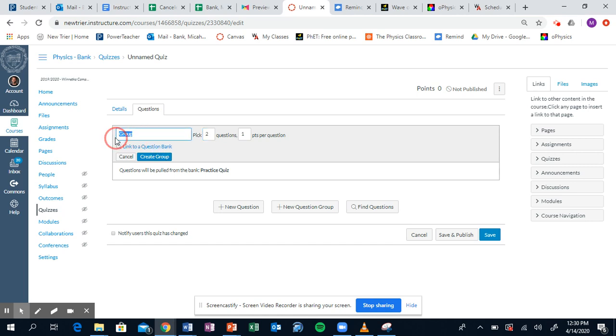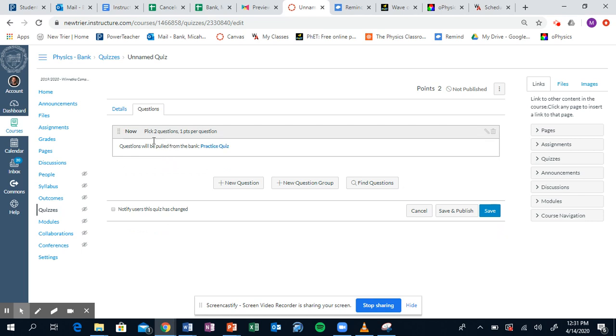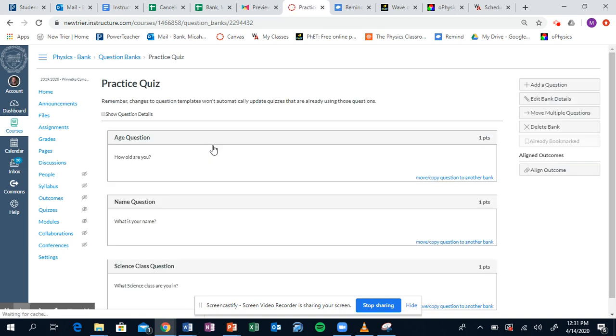And then let's name it now, because I think I named some of the others practice. But then I went create group because it says questions will be pulled from that bank. So create group. And then it said pick 2 questions from here, which then when I did practice quiz, I know this isn't what you were looking for, John, because I thought it would then pick 2 of my 3 and not show all 3 at once.